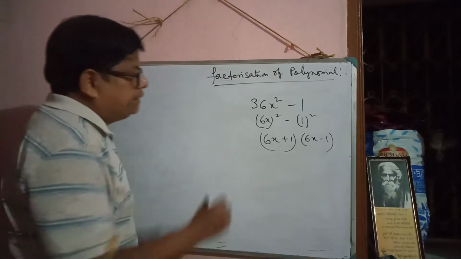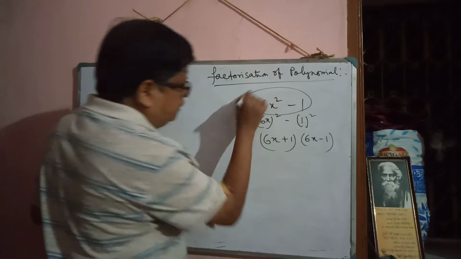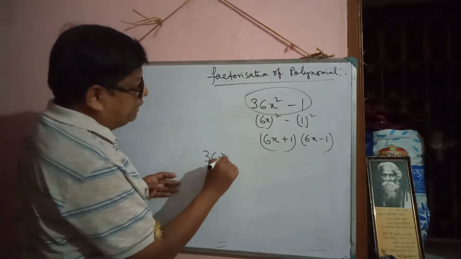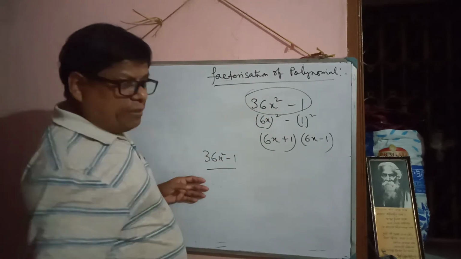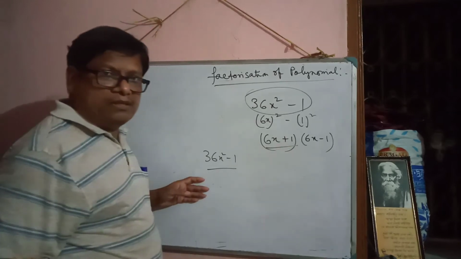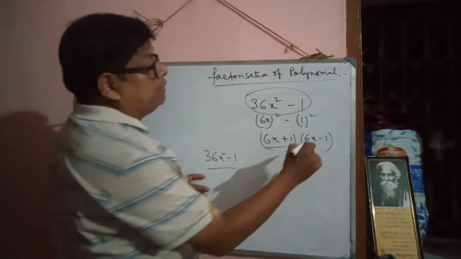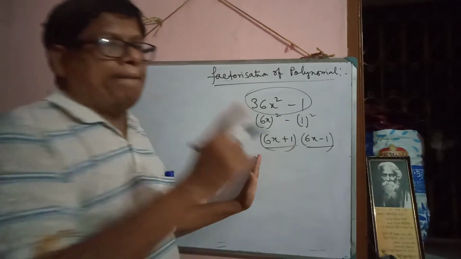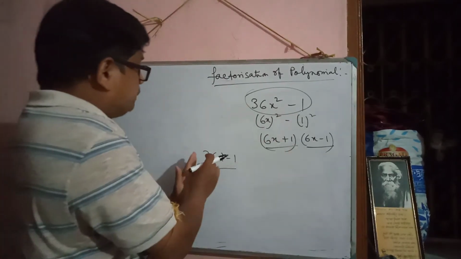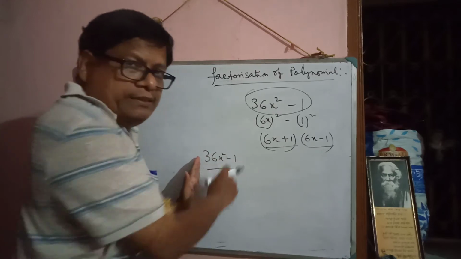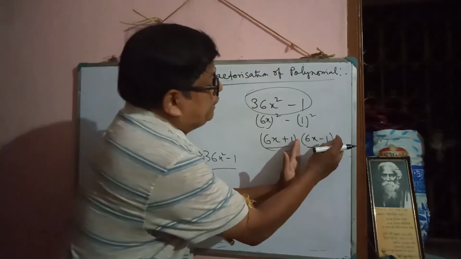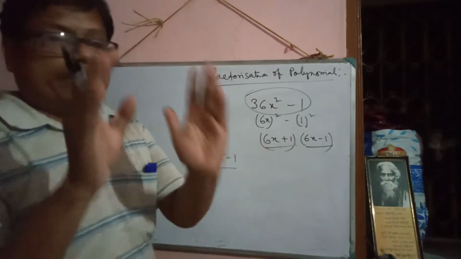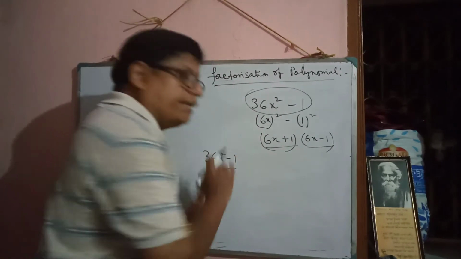If we consider this expression, 36x square minus 1, it is completely divisible by 6x plus 1 and also completely divisible by 6x minus 1. So we can say 6x plus 1 is a factor of 36x square minus 1. Similarly, 6x minus 1 is also a factor of 36x square minus 1.